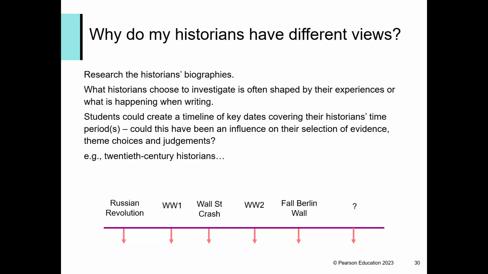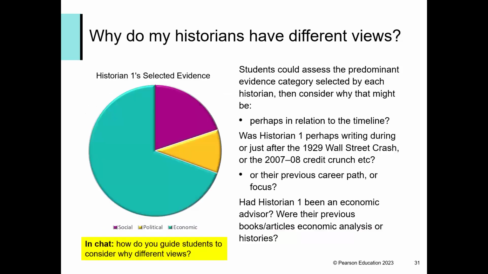And it's worth saying here that these reasons for different views are just conjectures. They don't need to prove it is the case, because what they're doing is demonstrating that they've got an awareness of different interpretations and the nature of historical debate, as it says in the mark scheme. So they don't have to prove that they've been influenced, but they could suggest that possibly this is why they've been influenced. So a timeline, that could be one way of thinking about it.